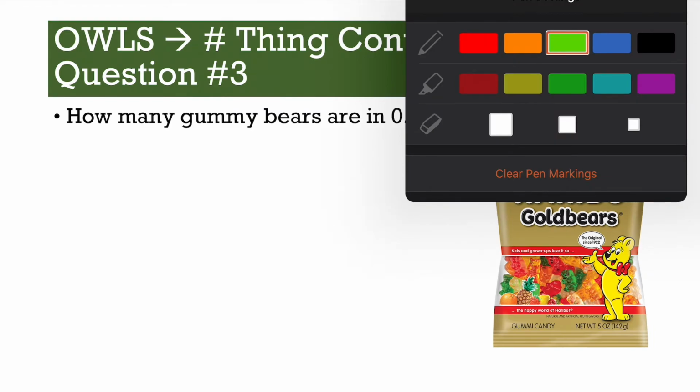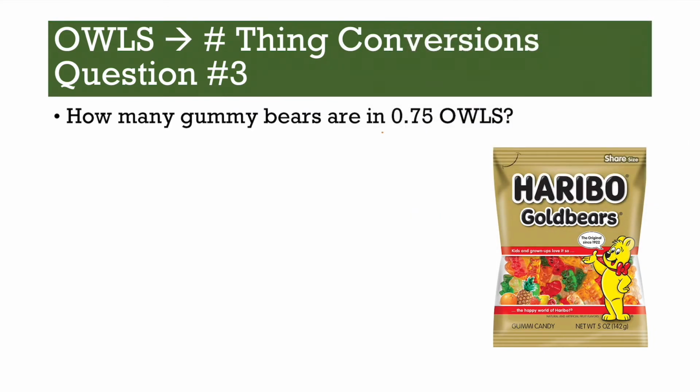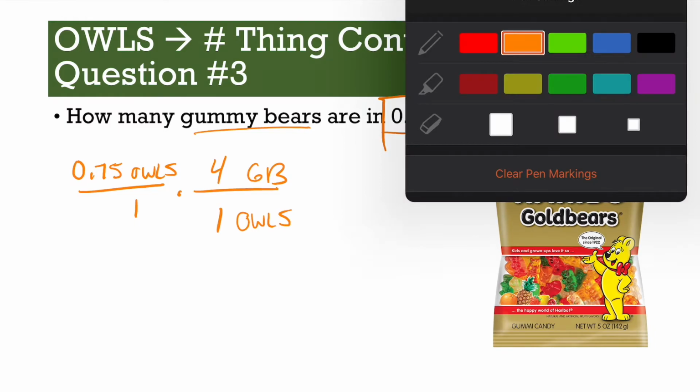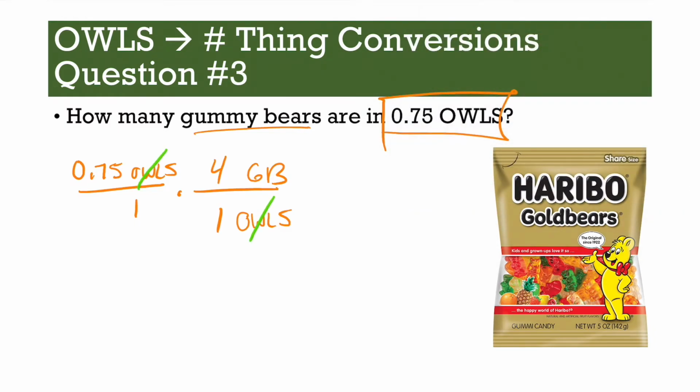Okay. How many gummy bears are in 0.75 owls? So this is what we're starting with. You put what you're starting with over 1. Again, you want owls to cancel out, so you've got to put it on the bottom. And we're looking for gummy bears. I'm going to abbreviate that GB. And we know that there are 4 gummy bears in 1 owl. Again, my made-up unit, 1 owl is 4 things. Okay, so here, owls cancel out. Remember, they cancel out if you have top and bottom. And then you're left with 0.75 times 4, which gives you 3 gummy bears. Exciting.